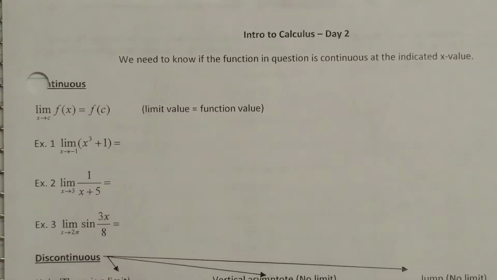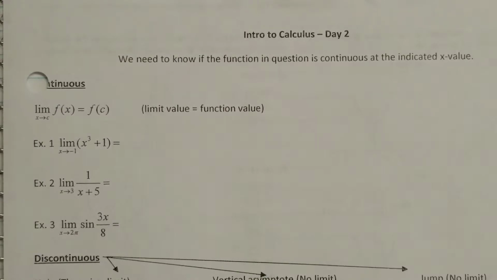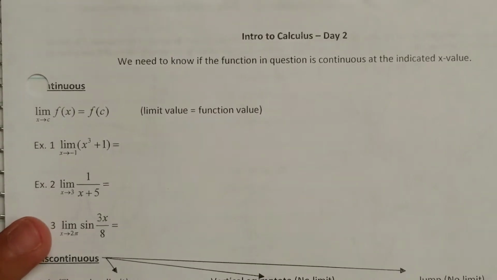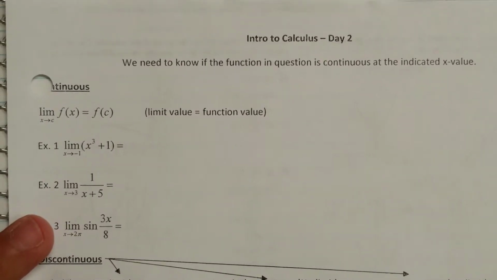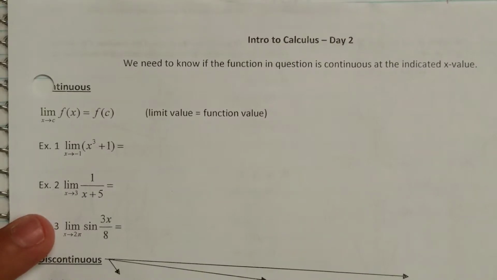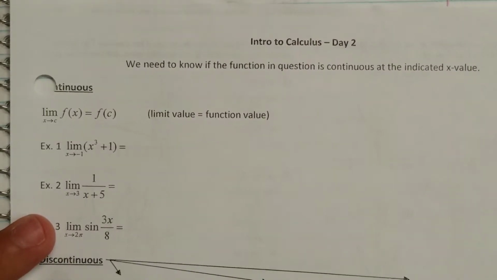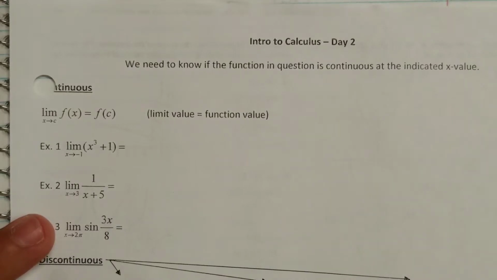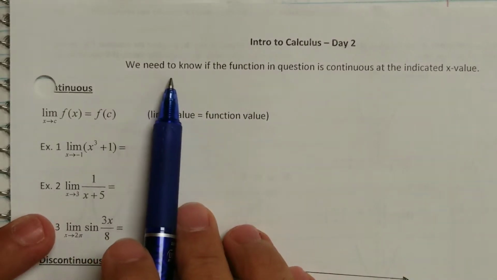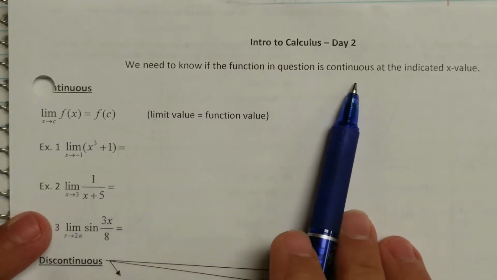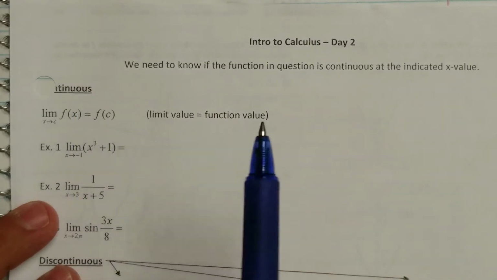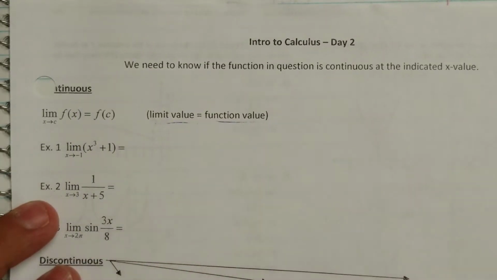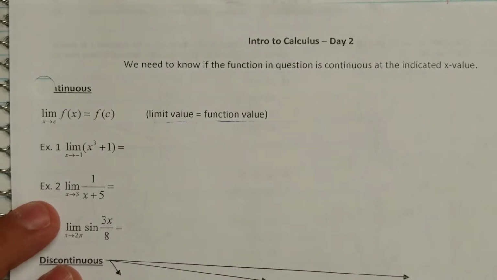All right, so this is day 2 of our lesson over limits. Pretty much everything you need to know you learned yesterday. I'm just going to remind you of a few things and then show you some examples that are a little bit more complex. If you read the top line there, it says we need to know if the function in question is continuous at the indicated x value. If it is continuous, remember that limit value will equal function value. So there's no difference. You can just plug in that value for x and get your answer.